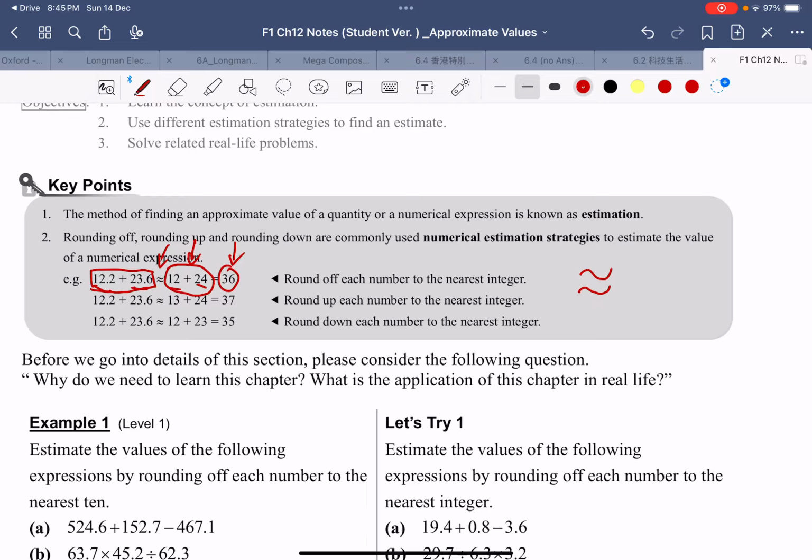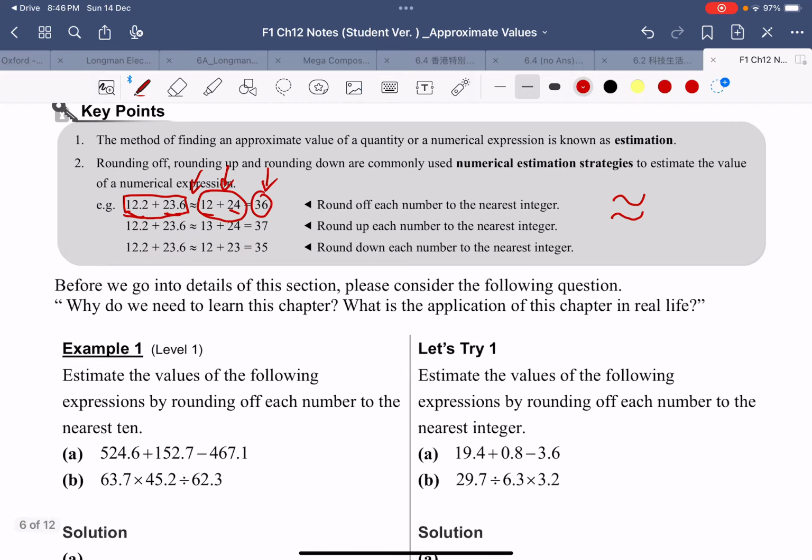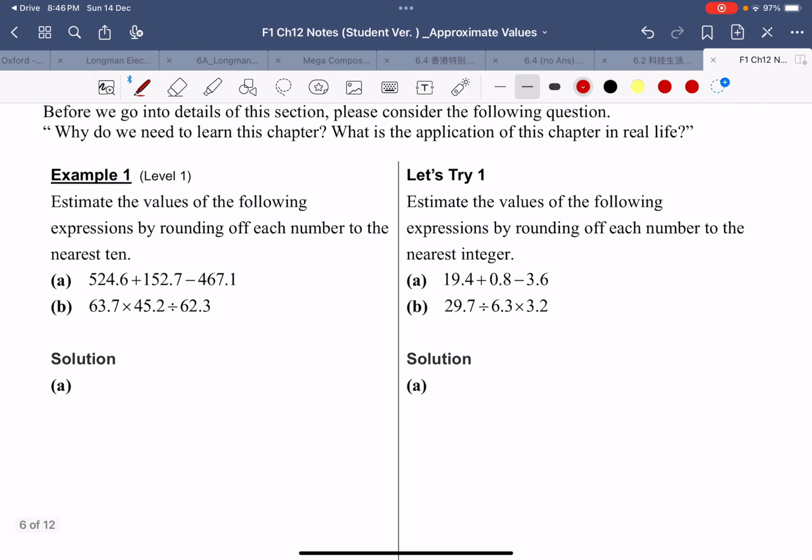Okay, what is the advantage of using estimation? Of course, you can count it very quickly, and yet it is close to the exact value, so that you can get a feeling of what actually the number is. It is particularly useful in shopping, I think. So let's go to example 1.